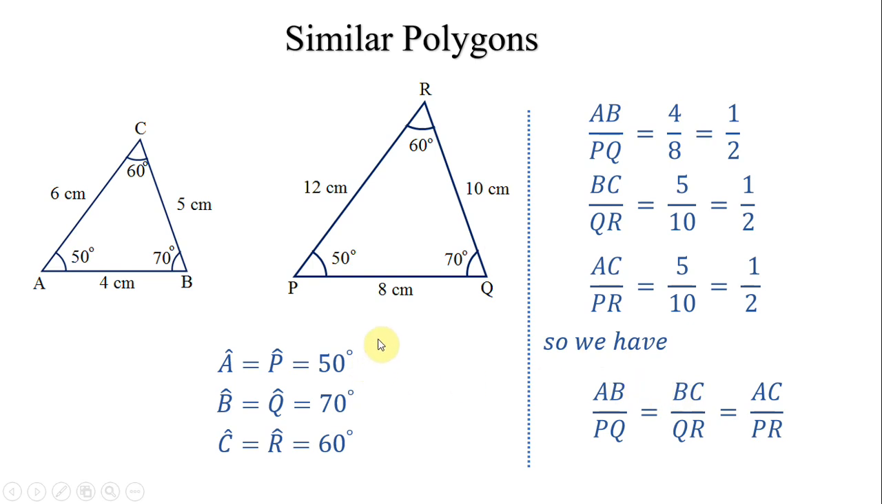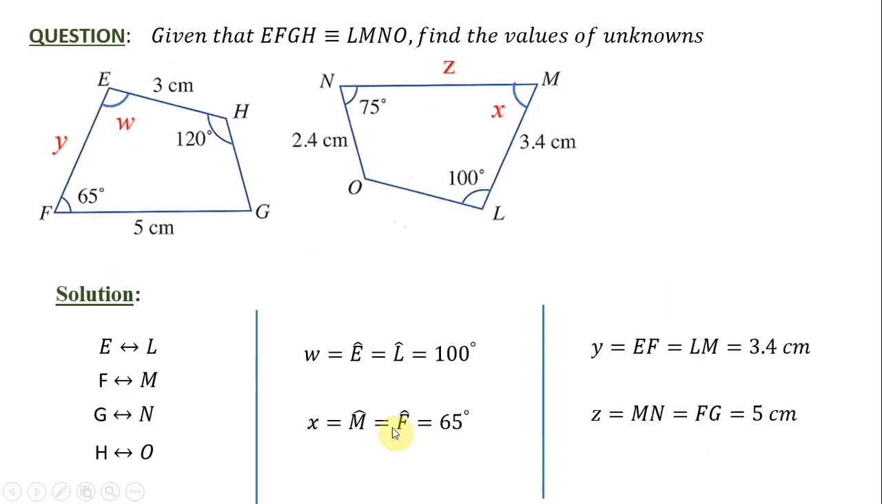In congruent figures, all the angles are equal and all the sides are equal, but in similar figures, all the angles are equal and ratio of all the corresponding sides are equal.